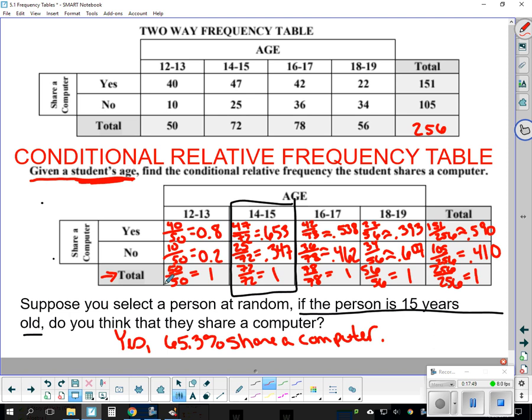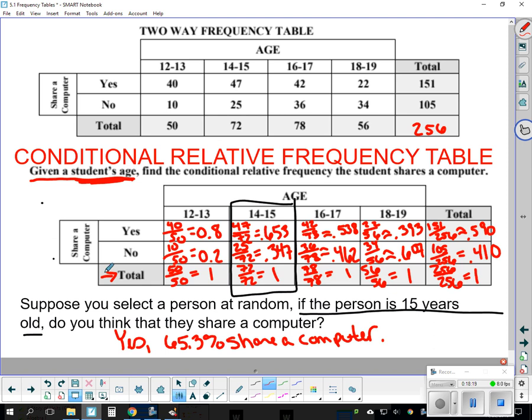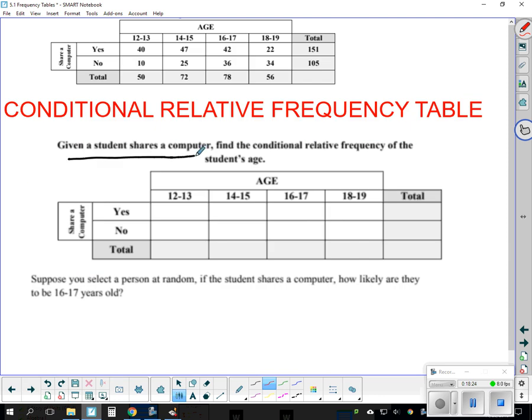All right. Now, here's where it gets a little tricky. You can do conditional relative frequency 2 ways within a single 2-way chart. And that is because it depends on what you're given. So say instead of given a student's age, what if we were given whether or not they share a computer? So given that a student shares a computer, find the conditional relative frequency. Now in this case, we're going to be dividing by a different total. On this one, we divided by the age totals, right? Right here, because we were given their age. But now we're given whether or not they share a computer.